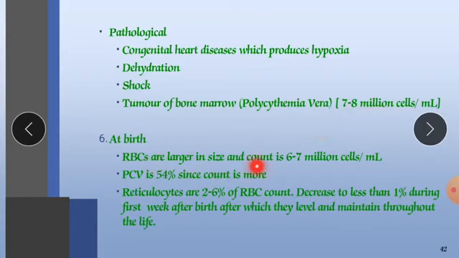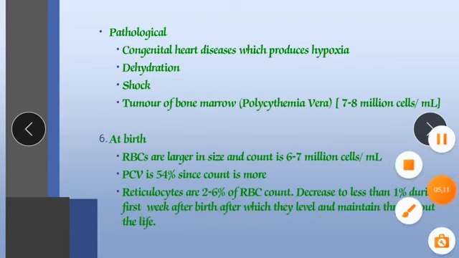At birth RBC are larger in size and count is 6 to 7 million per ml. PCV is 54% since count is more. Reticulocytes are 2 to 6% of RBC count, decreasing to less than 1% during the first week after birth, which level they maintain throughout life.